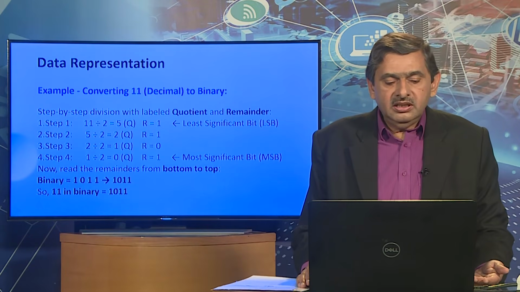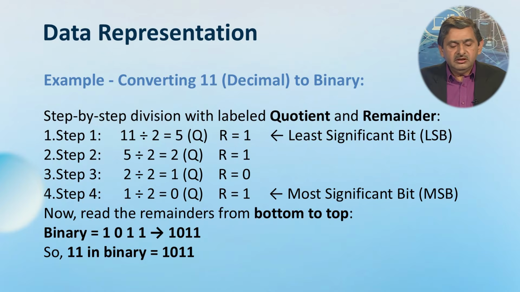Suppose we are given a number 11, which is in decimal form, and we want to convert this number into a binary. So, in step 1, we will divide 11 with the number 2, and we know that 2 5s are 10. So, here our quotient is 5, and if we minus 10 from 11, we will get the remainder 1.